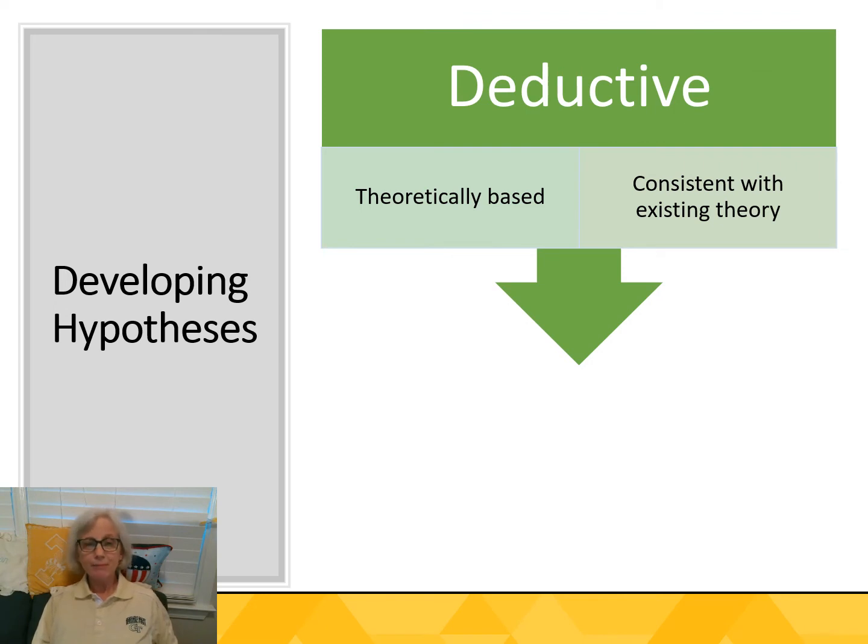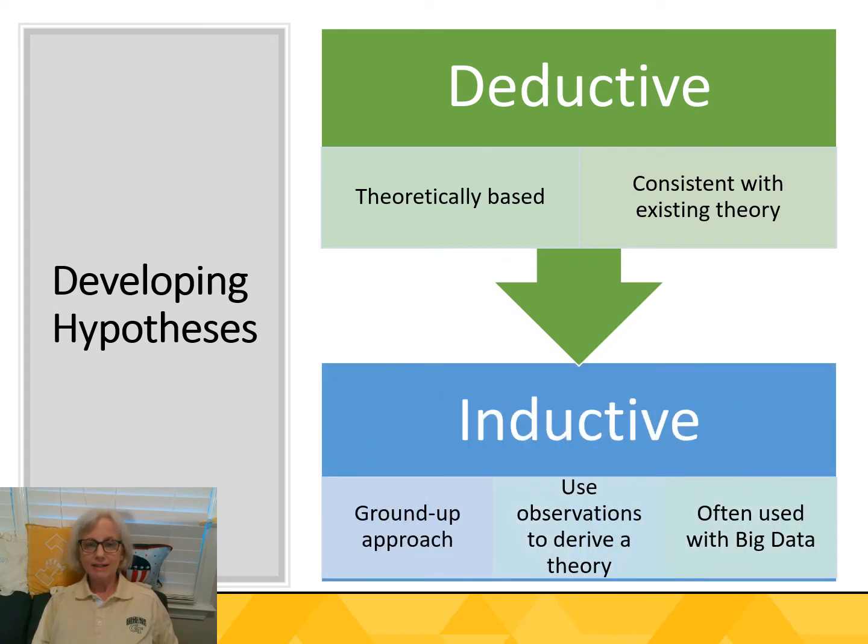Prevailing wisdom typically calls for deductive reasoning when developing hypotheses. That is, you should use theory and previous studies to develop hypotheses to test using deductive processes. Inductive is more of a ground-up approach where you use observations to help you derive theory. You work from the data backward. This method is often used with big data where you don't know what the data says or the theories to use, but you let the data guide you.